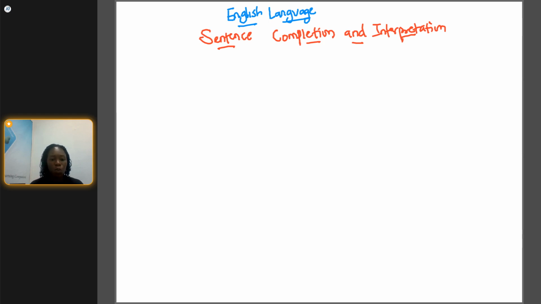So the first one we are going to be looking at, the first point under the types of sentence completion question, is vocabulary based sentence completion. Let's have that written. Vocabulary based. So number one is vocabulary based sentence completion.